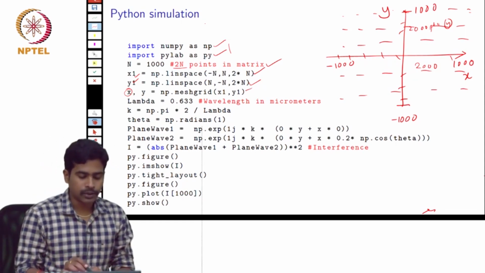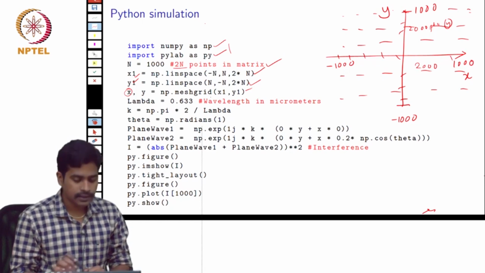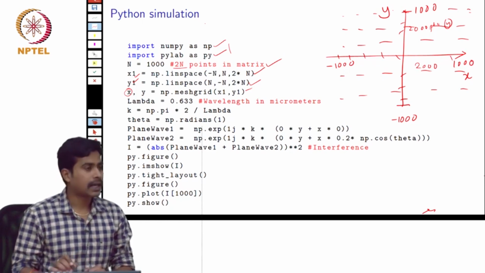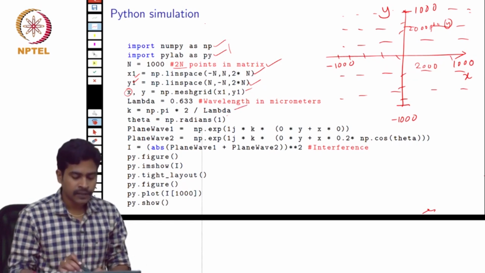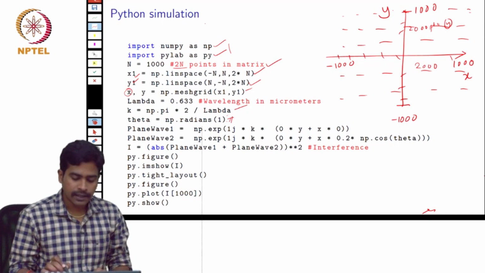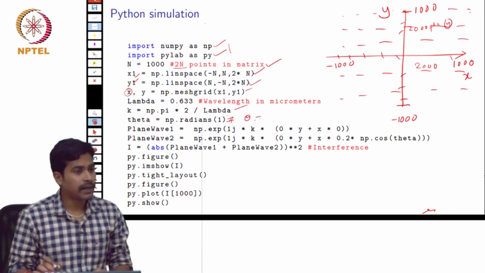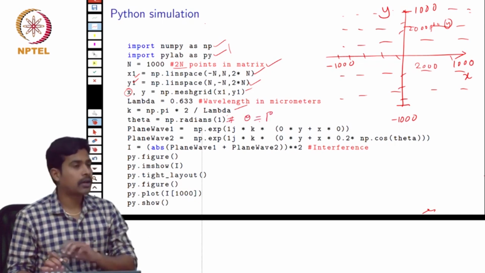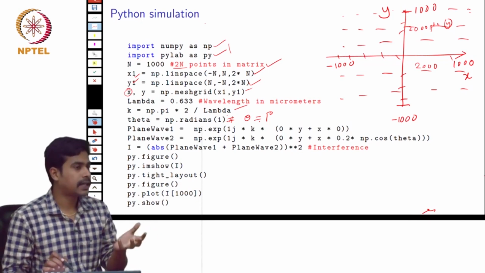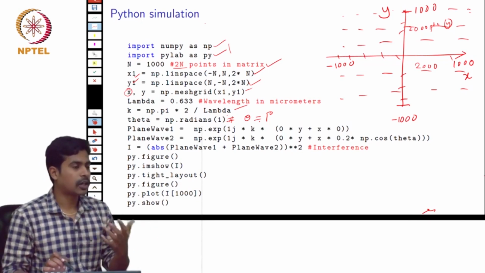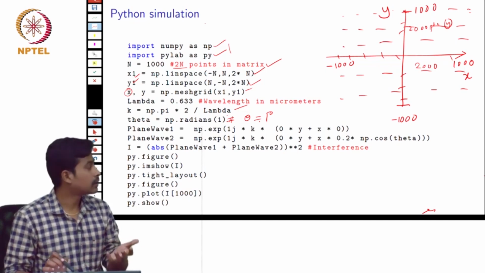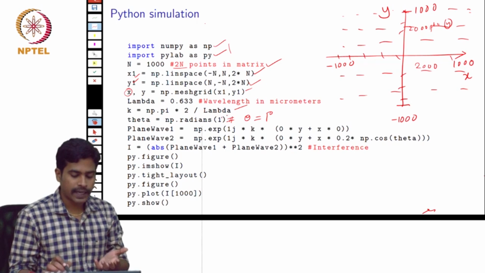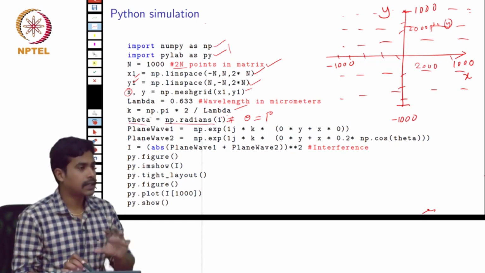Here I am choosing the wavelength to be 633 nanometers, and from this we can calculate the wave number to be 2 pi by lambda. For this simulation, I am taking the angle between the plane waves to be 1 degree. The argument for a cos function is always in radians, so we cannot give degrees directly. I am converting the 1 degree angle to radians using this command, and theta is stored as a radian angle.